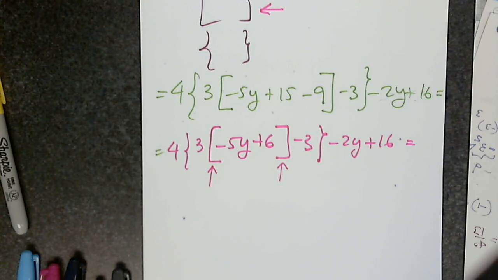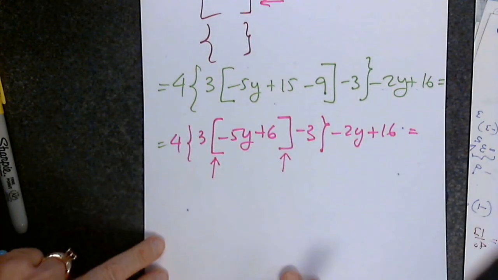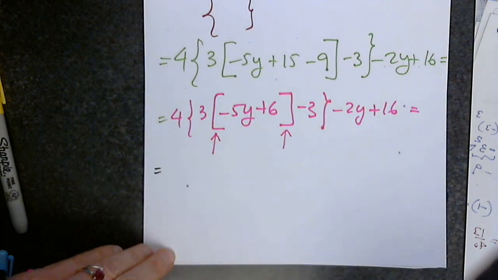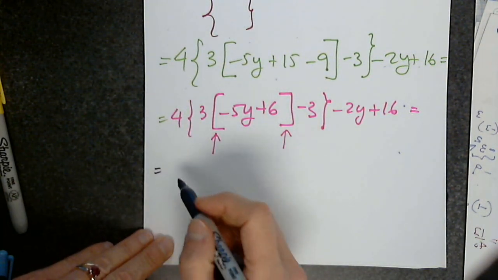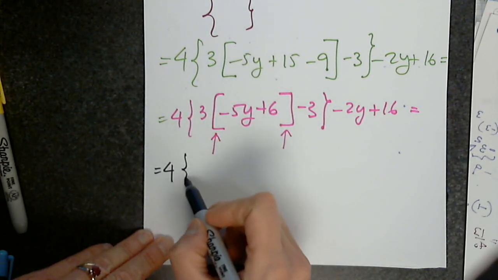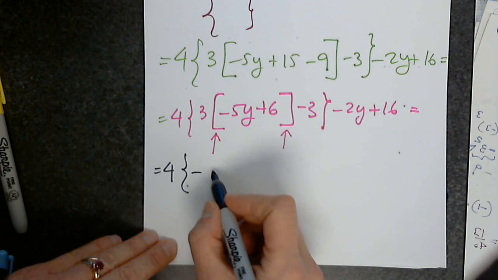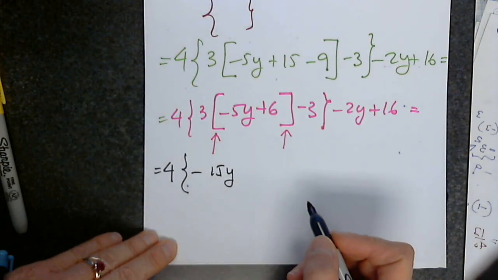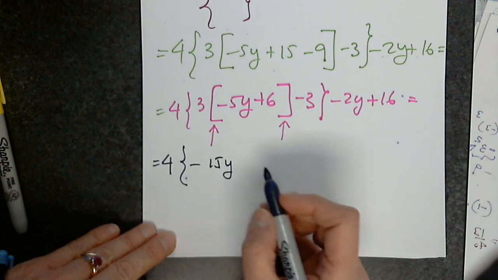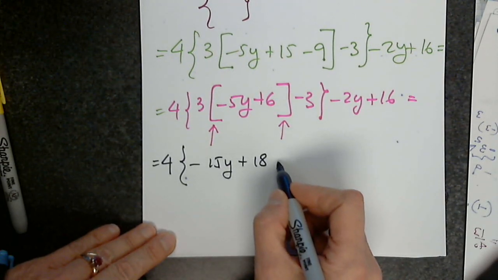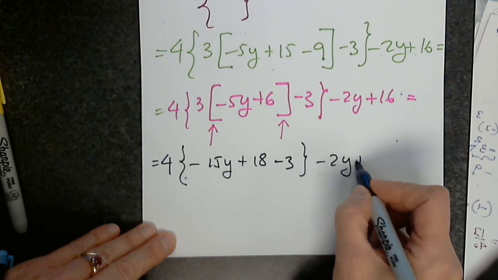That's where I'm at. This has to go. I have the 3. What is the operation right here? I don't see any operation. Right. So in order to clear this, I have to distribute. So tell me the next step. You're right, but I have to copy 4 first. I have to copy the braces. And yes, negative 15y plus 18 minus 3, close, minus 2y plus 16.